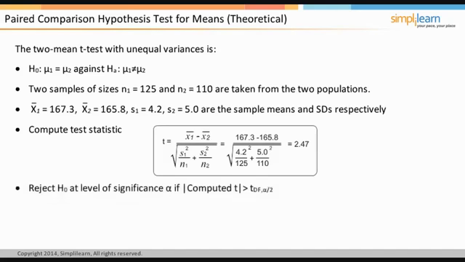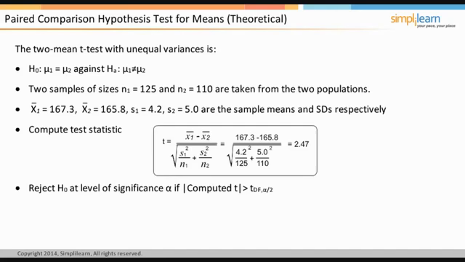Using the formula given on the screen, the t-value is derived as 2.47. The null hypothesis is rejected if the calculated value of t is more than the required value of t. In other words, reject the null hypothesis at level of significance alpha if the computed t-value is greater than t of df, alpha divided by 2. With a t-test, we're comparing two means and the population parameter, sigma, is unknown.